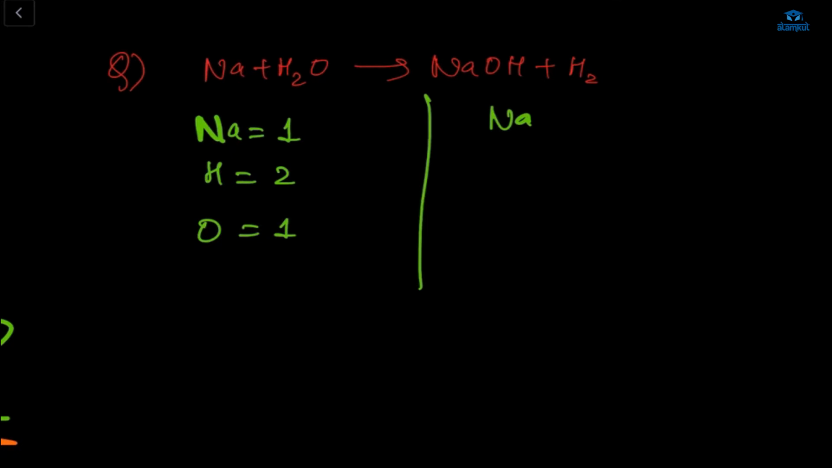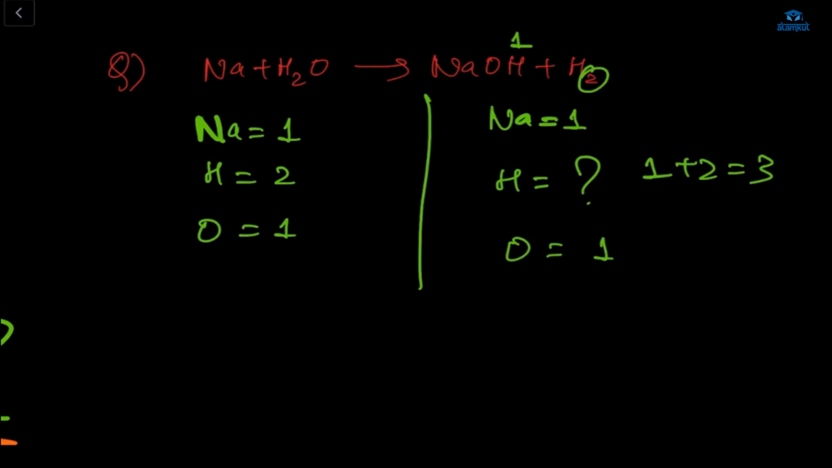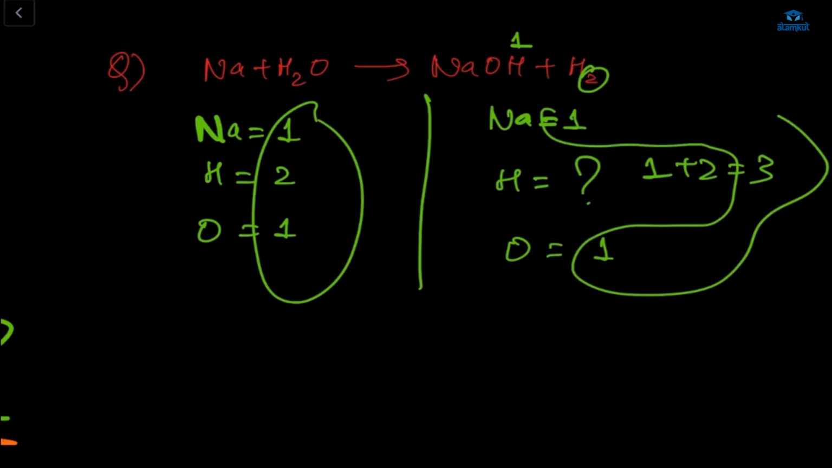And here Na is 1, O is 1. And how many H is here? And how many H, Navya? Is it 3? Yes, it's 3, because here it's 1 and here it is 2. So 1 plus 2 is 3. Now see, this is 1 to 1. This is 1, 3, 1. So this equation is not balanced. Now what to do? Any idea how to solve this?